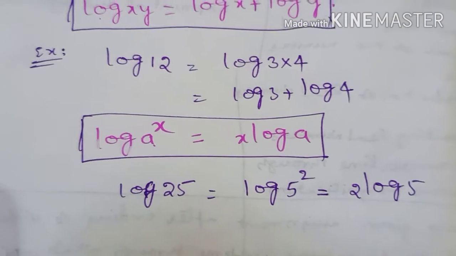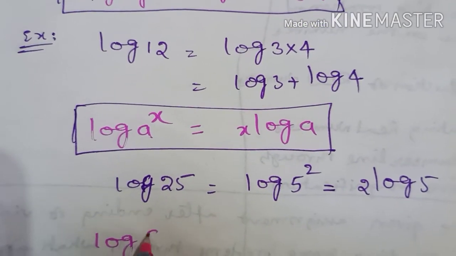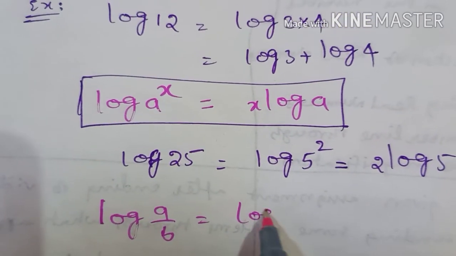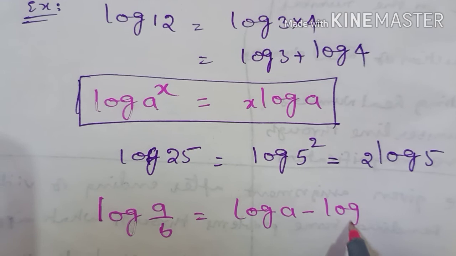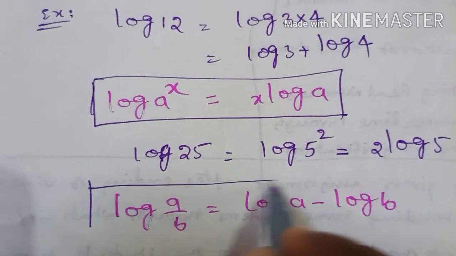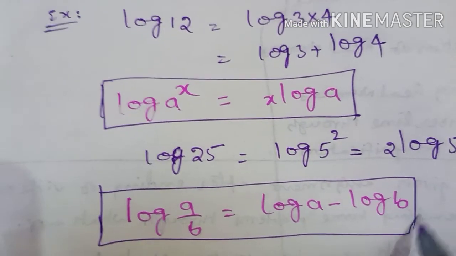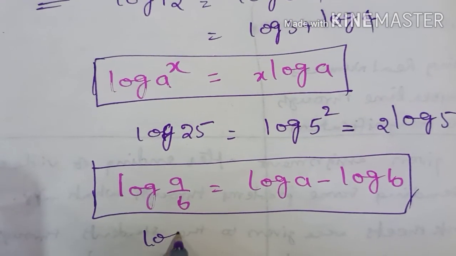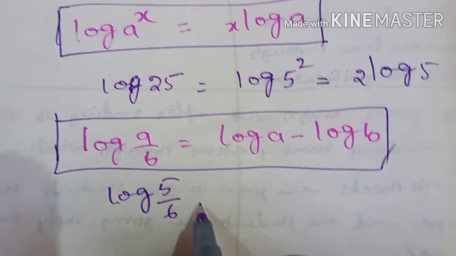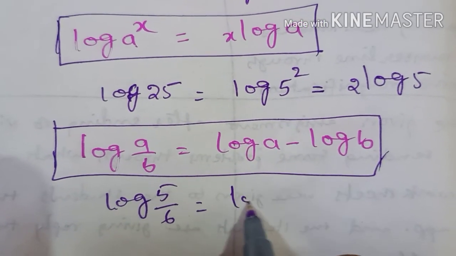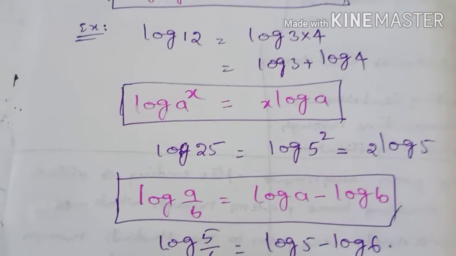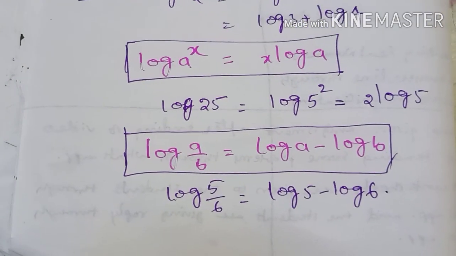So one more law is there, that is log a by b, which is log a minus log b. So let us see the examples for this. Log 5 by 6, we can write it as log 5 minus log 6. Okay, some more problems we'll discuss in the next class.